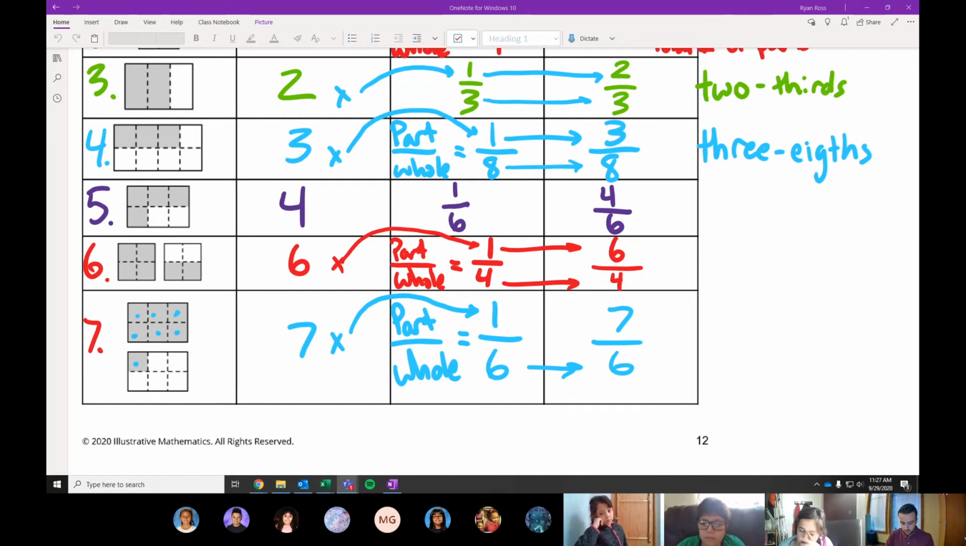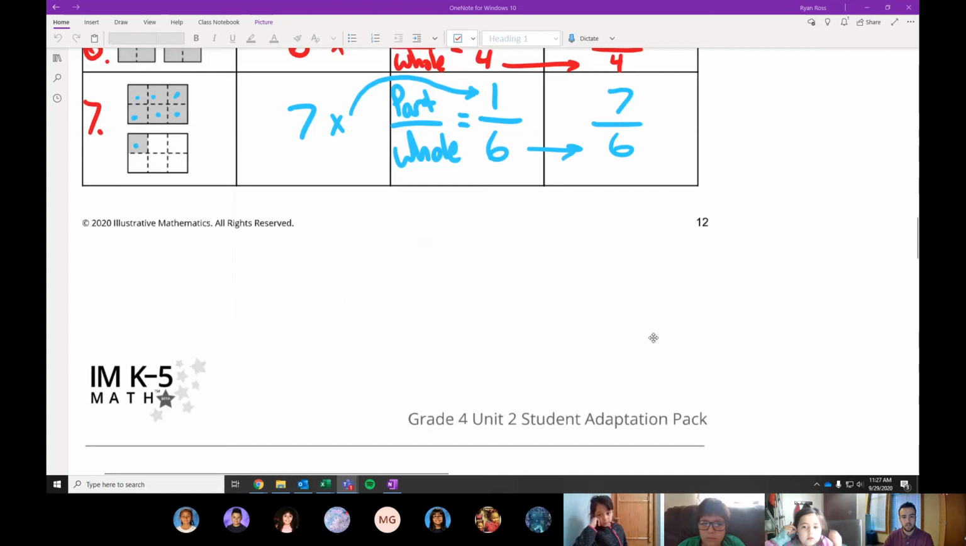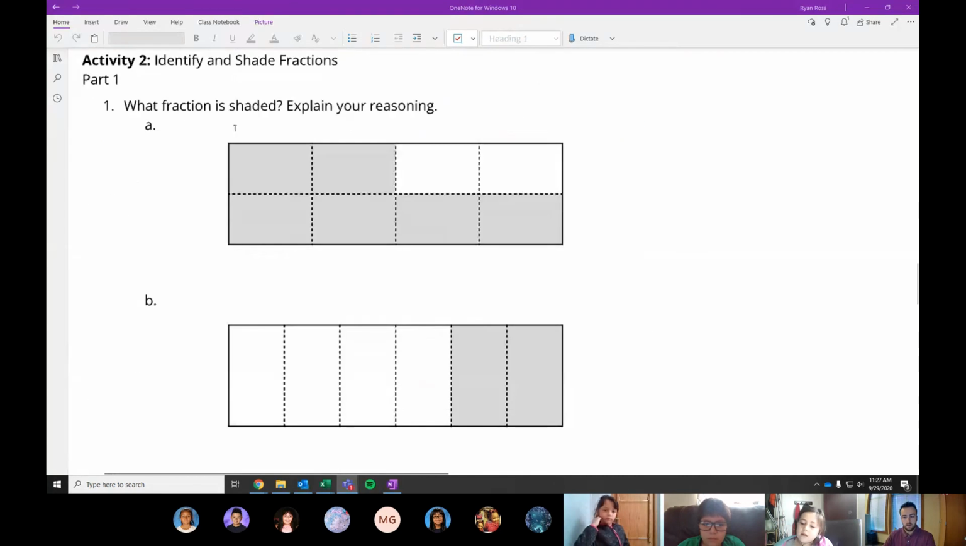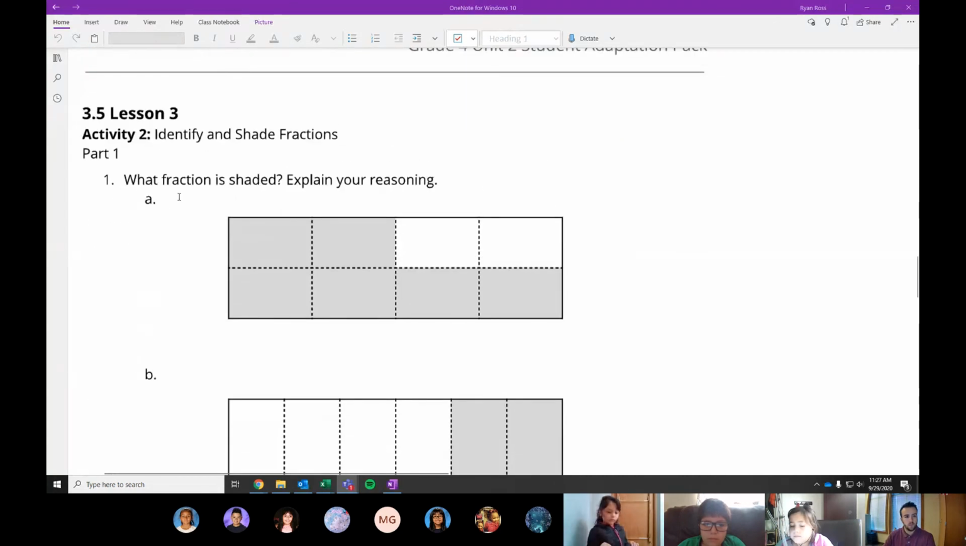Okay, let's move on to the homework real fast. I want to give you a chance to look through it. Identify and shade fractions. What fraction is shaded? Explain your reasoning. Now, this is no different than what we just did in class, right? So who can tell me, let's do this first problem together. How many of these gray boxes in problem letter A are shaded?